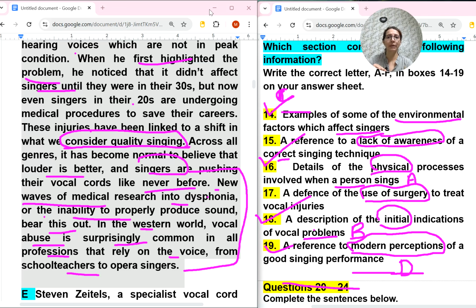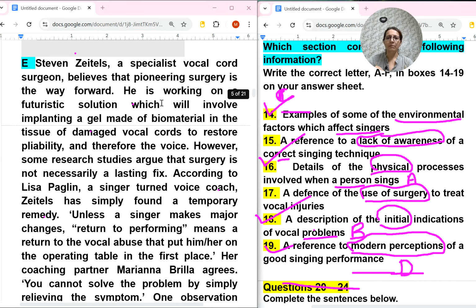Now let's move to the next paragraph. This is E number paragraph. Okay, so let's read it from here. This person, a specialist vocal cord surgeon, believes that pioneering surgery, the word is here, but not on the basis of keyword. What I told you, try to understand the text also a little bit. I am not saying understand the full passage. He is working on a futuristic solution which will involve implanting a gel made of biomaterial in the tissue of damaged vocal cords to restore this and therefore the voice.